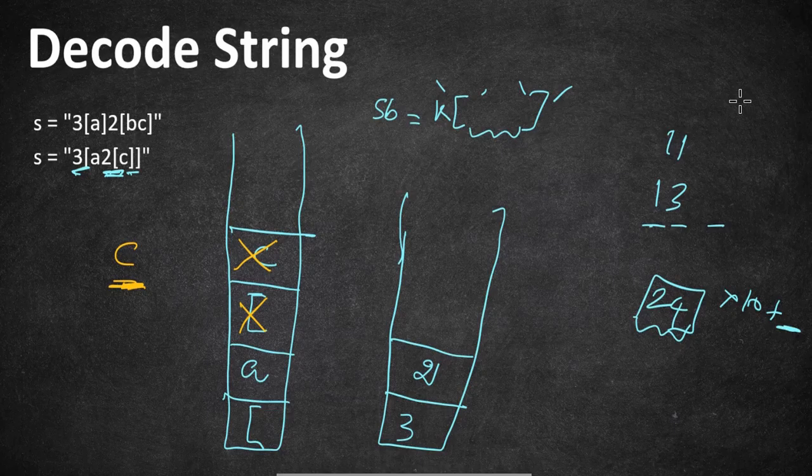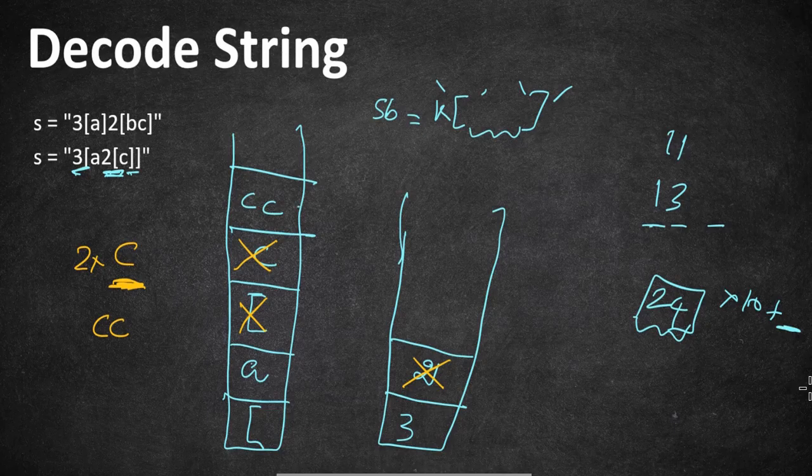So the first number we pop from the stack would be the number which is going to decode the most recent encoded string. So here, 2, we are going to pop 2. So we are going to multiply 2 into C and put it back into the stack again. So this is going to become CC, and we are going to put CC back into our string stack. So yes, now our stack is having A and CC.